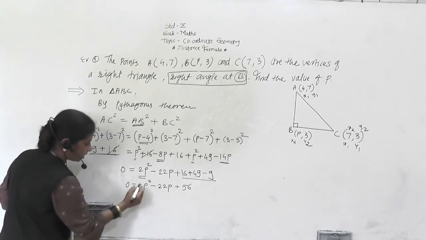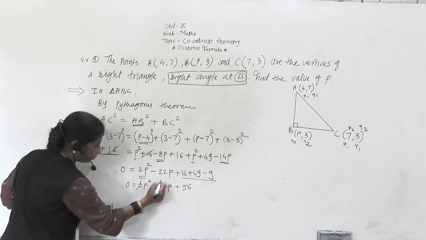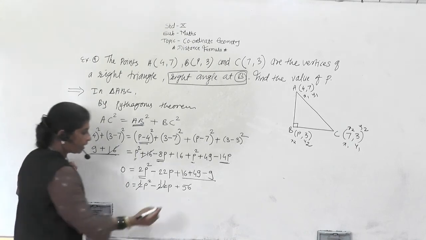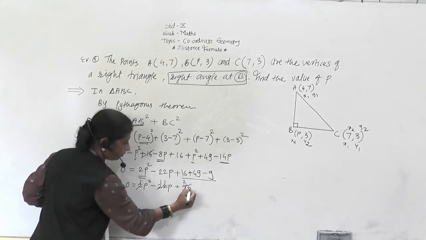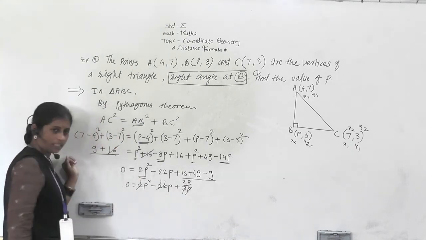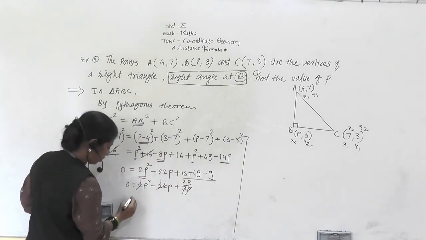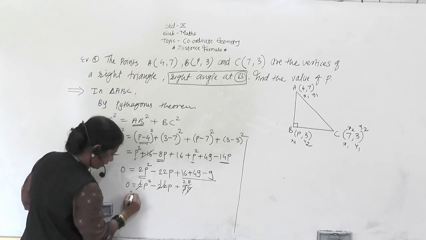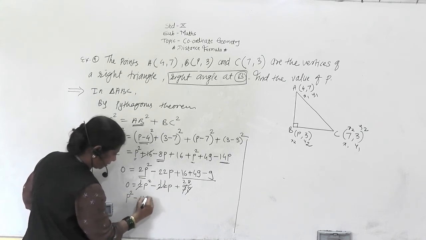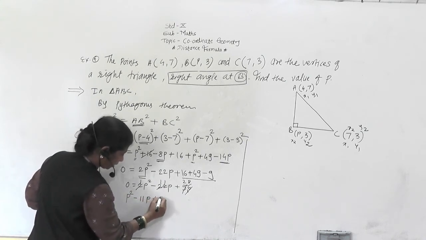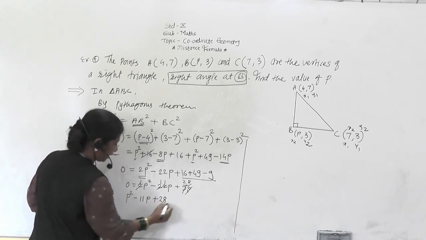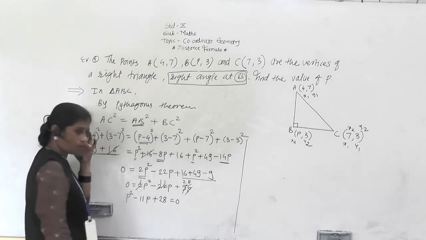Now we will reduce this. 2 1s are 2, 2 1s are 11. Then 2 2s are 4, 1 remaining, 2 8s are 16, 28. Correct? Now here you got this type of equation: p square minus 11p plus 28 equals 0.